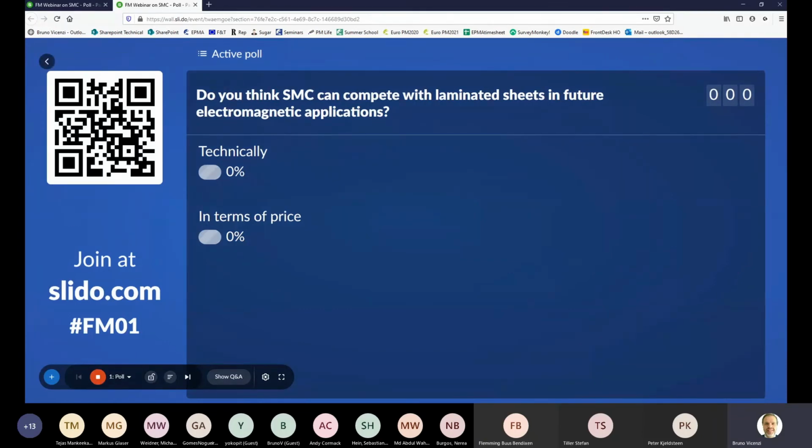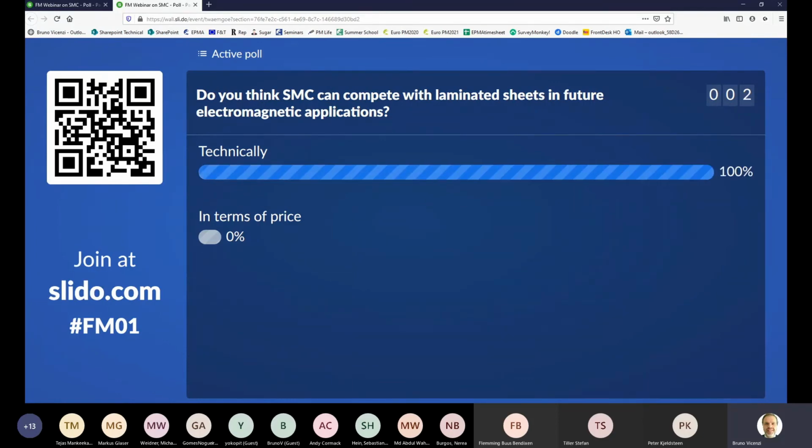Just coming from what you've heard today, what is your opinion on the possibility of substituting laminated sheets in magnetic applications with SMC? Vote, and then we will comment on this. Maybe I'll ask all of you, Peter, Sebastian, Fleming, and especially Stefan, to comment on the results. They're actually, at the moment, very optimistic.